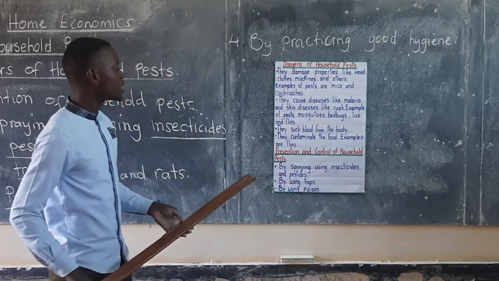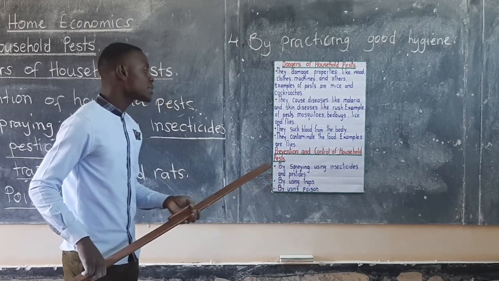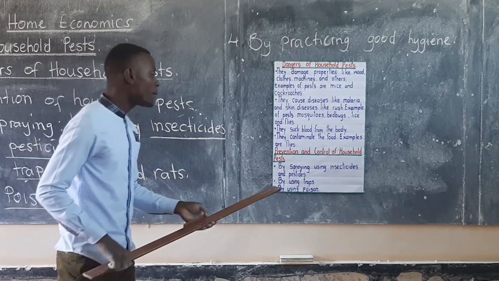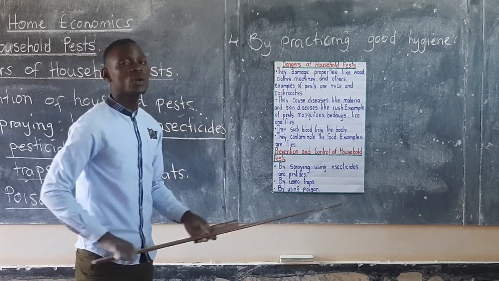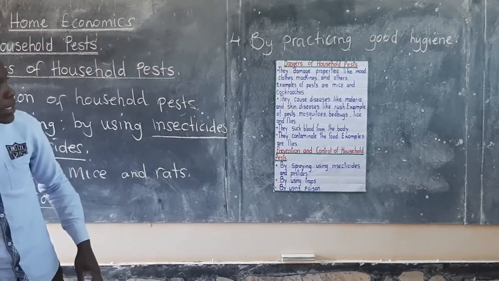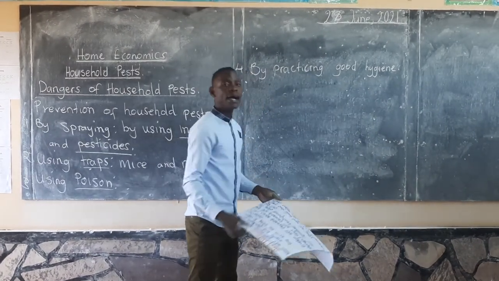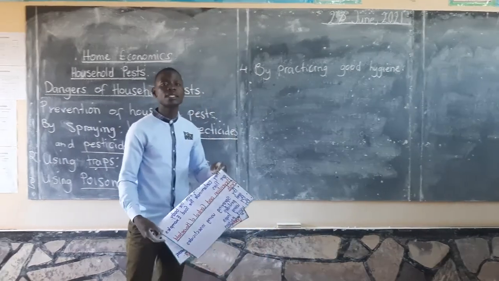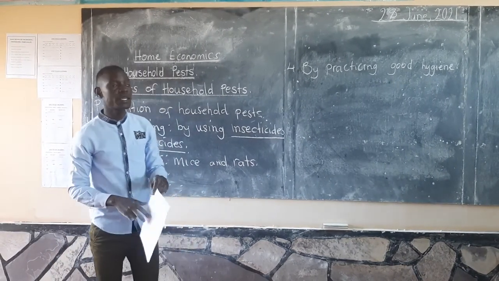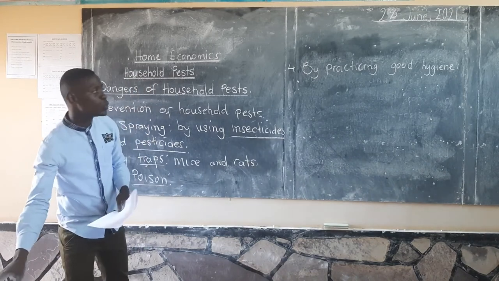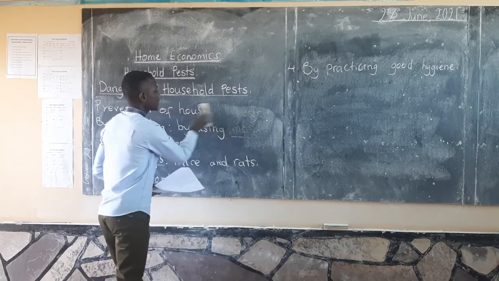Now, what are some of the preventions we are saying? Number one, by spraying using insecticides and pesticides. Then number two, by using traps. Then by using poison and by practicing good hygiene. So having looked at these things, I want you now to get your book, your pen, your pencil and your ruler so that whatever we are going to write now in the exercise, you write in very good handwriting so that it helps you also to study. So be ready for the exercise.